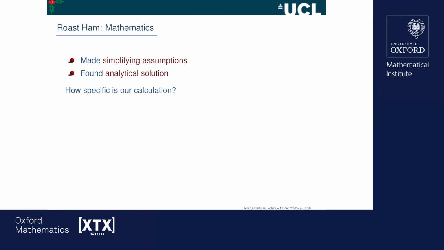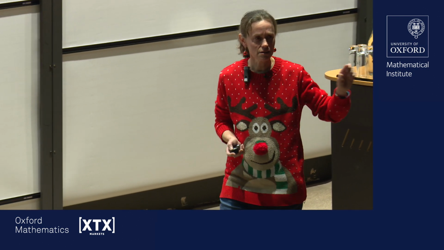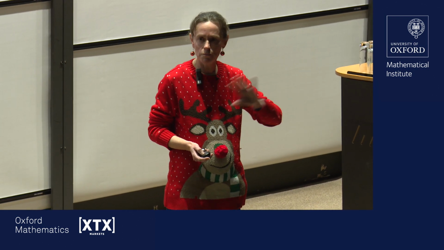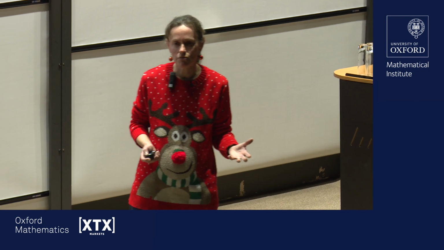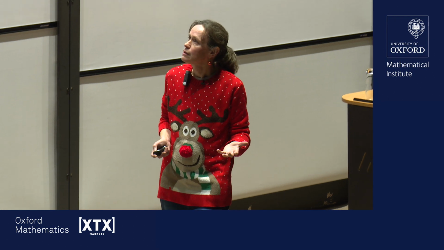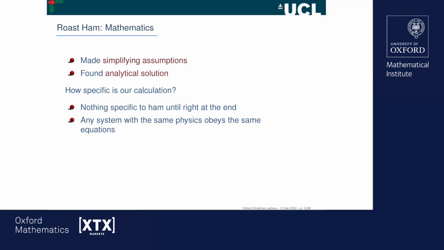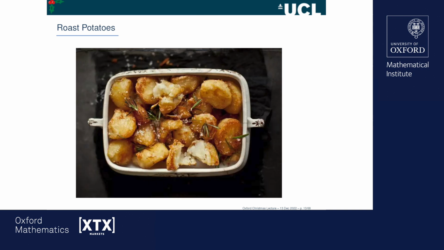Well, it's not really, is it? Everything I did until I started plotting graphs was completely generic to heating up a spherical object. I didn't need to know it was a ham. There's nothing specific to the ham until the very end. And any system that has the same physics will satisfy the same equations. And in particular, this mathematics applies to all roast objects. So we get roast potatoes for free.